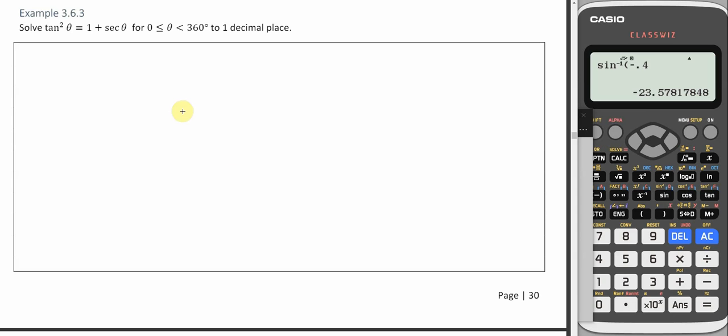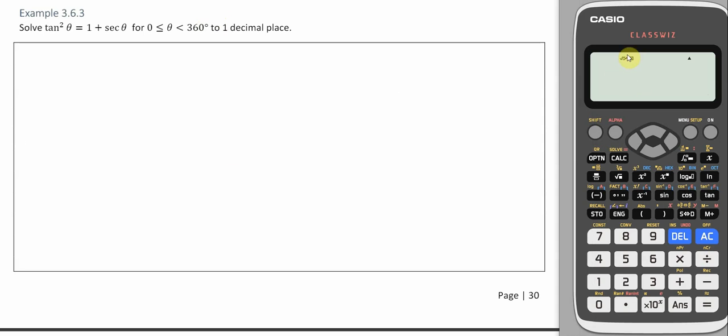Right, in this example, we're solving tan squared theta equals 1 plus sec theta. Answers to one decimal place between 0 and 360 degrees. First thing I notice is we're in degrees. So calculator, make sure it's in degrees mode. Very important that you check that before you press any trig buttons on the calculator.